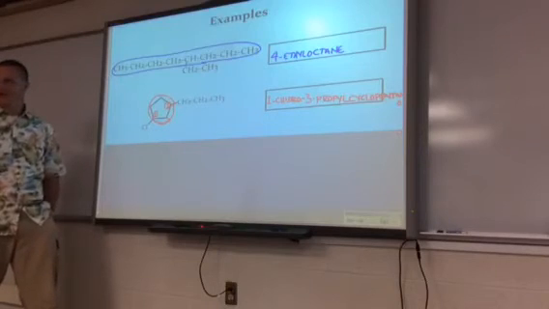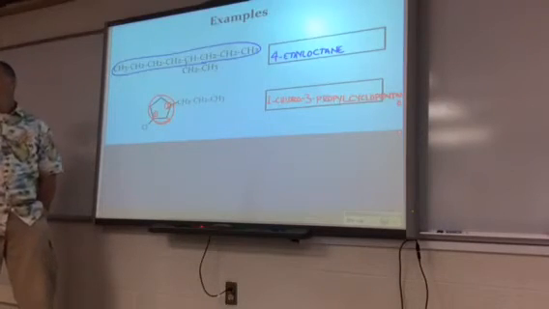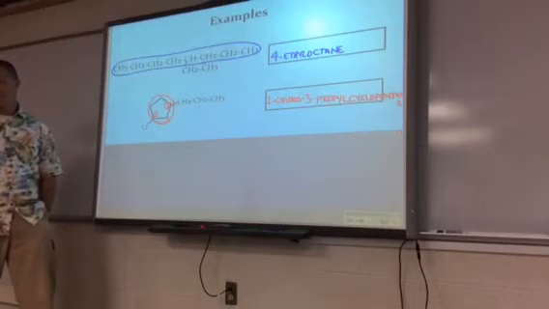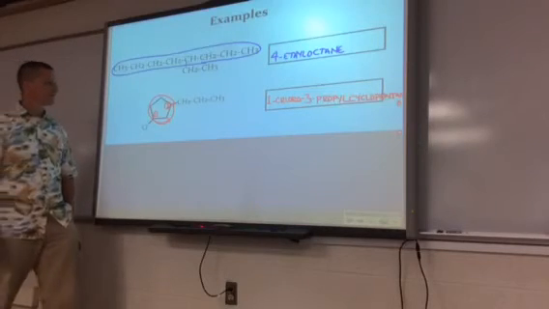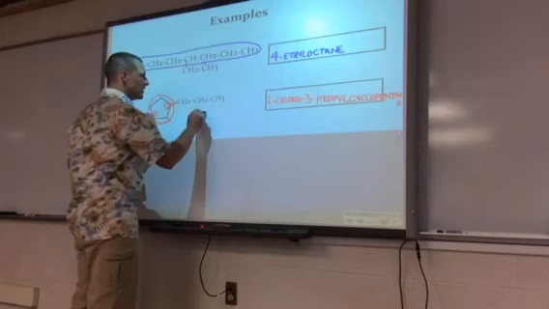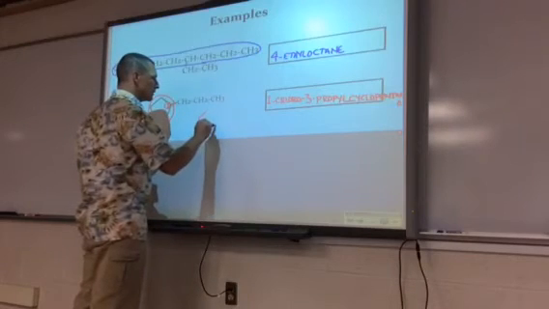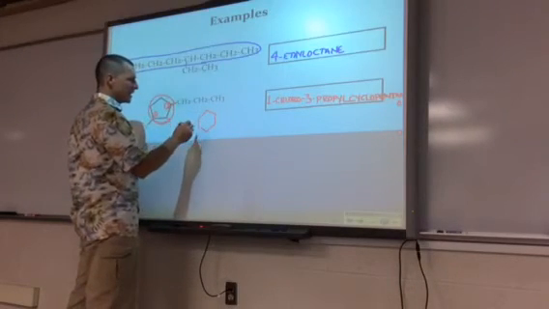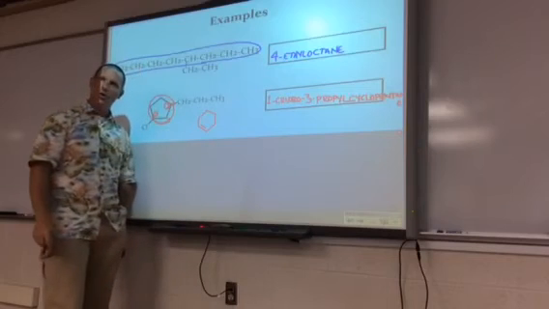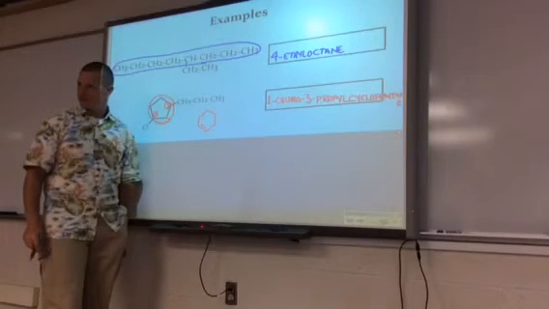Great. Very good. Is it possible to have a double bond inside the ring? Yes, it is possible. For instance, this, there's 6 in that ring. That would be called cyclohexene. Cyclohexene.